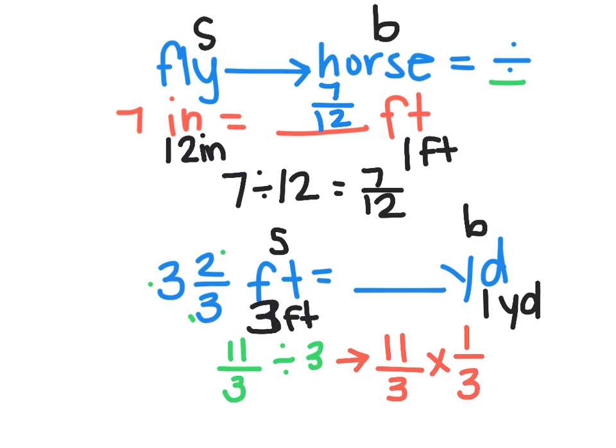Because I don't know how to divide a fraction by a whole number yet, but I do know how to multiply two fractions. I know dividing is the same as multiplying by a fraction, so I can multiply by 1/3 instead of dividing by 3. So I can say 11 times 1 is 11, and 3 times 3 is 9. So 3 2/3 feet is the same as 11/9 yards. So when we are dividing by a fraction, it's really important to remember that we can use multiplication to solve it as well when we're converting.